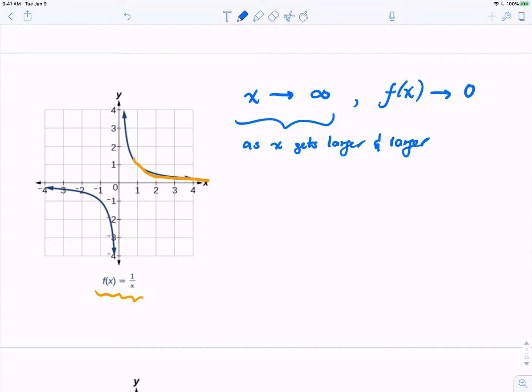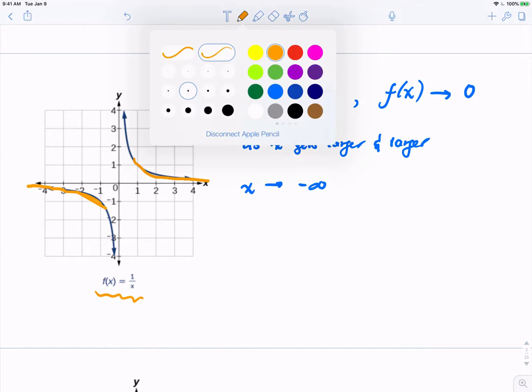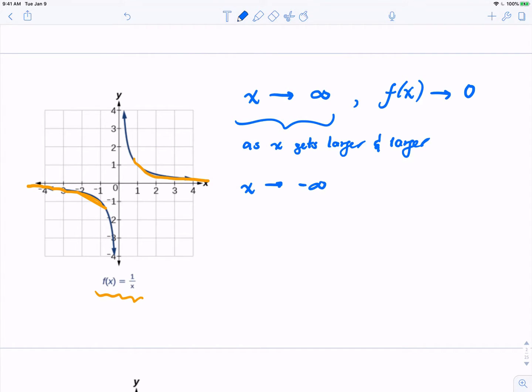Let's go in the other direction. As x approaches negative infinity, meaning as x gets smaller and smaller, as it keeps going more and more in the negative direction, and we can follow this along. As we start going more and more in the negative direction, we can see that the function, again, is getting closer and closer to the x-axis. It's getting closer and closer to 0. But we have no indication that it's going to cross the axis and become positive. So as x approaches negative infinity, f of x also approaches 0.